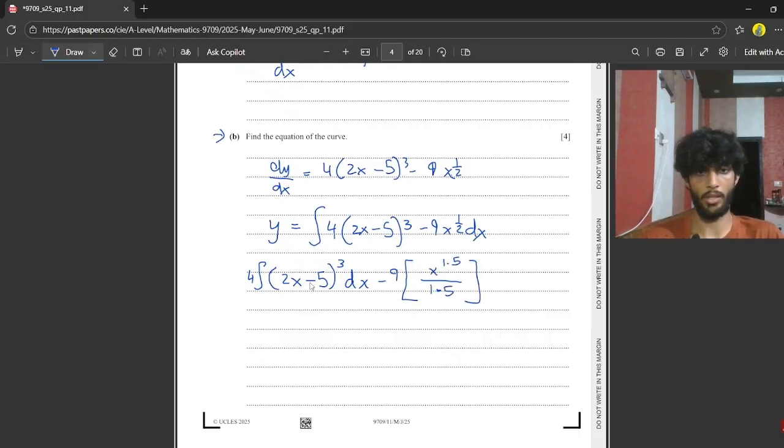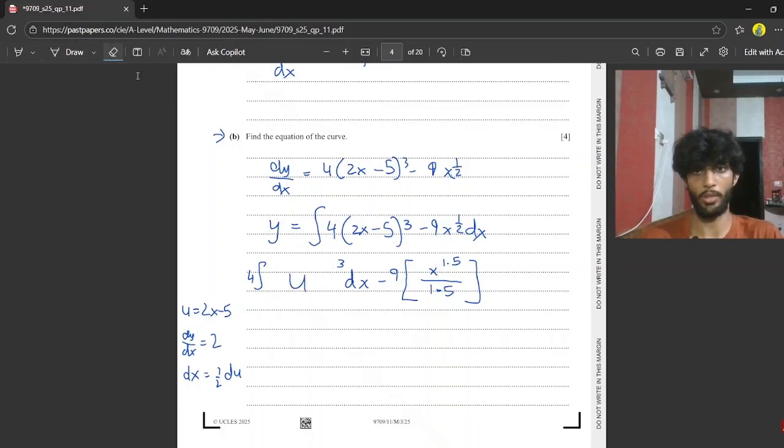And then for this guy right over here, we can use some u substitution. The way it works is basically you say all of this is u. So u is equal to 2x minus 5. And then you differentiate u, so du by dx is going to be 2. Then you make dx the subject, so that is just going to be 1 by 2 du. And then you can erase all of this. Instead of having all of this, you can say it's u cubed. And instead of having dx, you already know what dx is in terms of du.